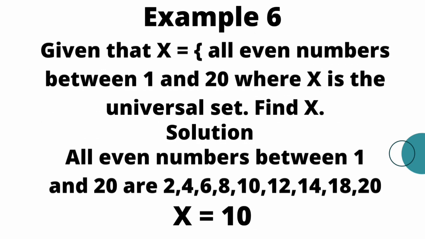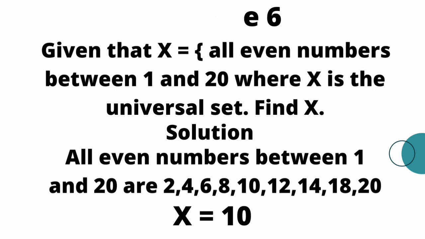Example 6. Given that x is equal to all even numbers between 1 and 20, where the first number is 2, followed by 4 and 6, and ends with 20. So each of the elements in this set are even numbers and they are 10 all together. Therefore, the universal set is 10.